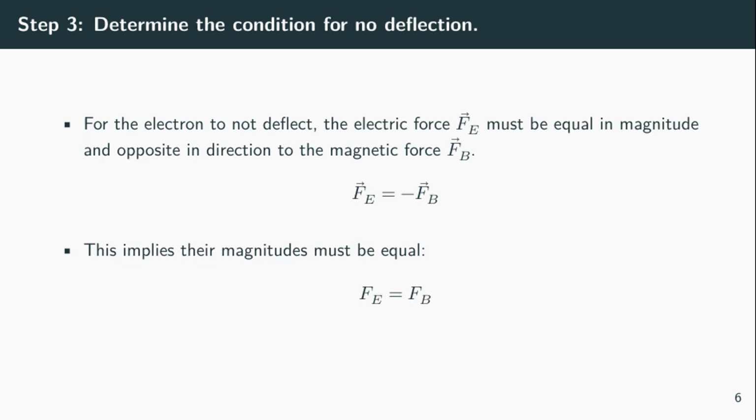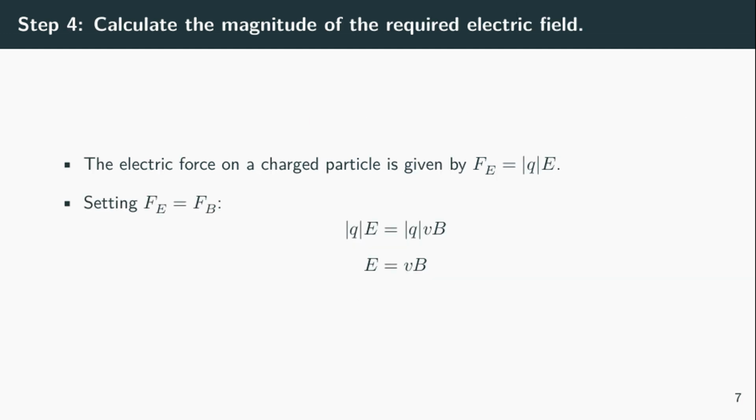Now for step 3, determining the condition for no deflection. As we mentioned before, for the electron to not deflect, the electric force vector Fe must be equal in magnitude and exactly opposite in direction to the magnetic force vector Fb. This is represented by the equation vector Fe equals minus vector Fb. This equation directly implies that their magnitudes must be equal. Fe must equal Fb. Moving to step 4, we'll calculate the magnitude of the required electric field.